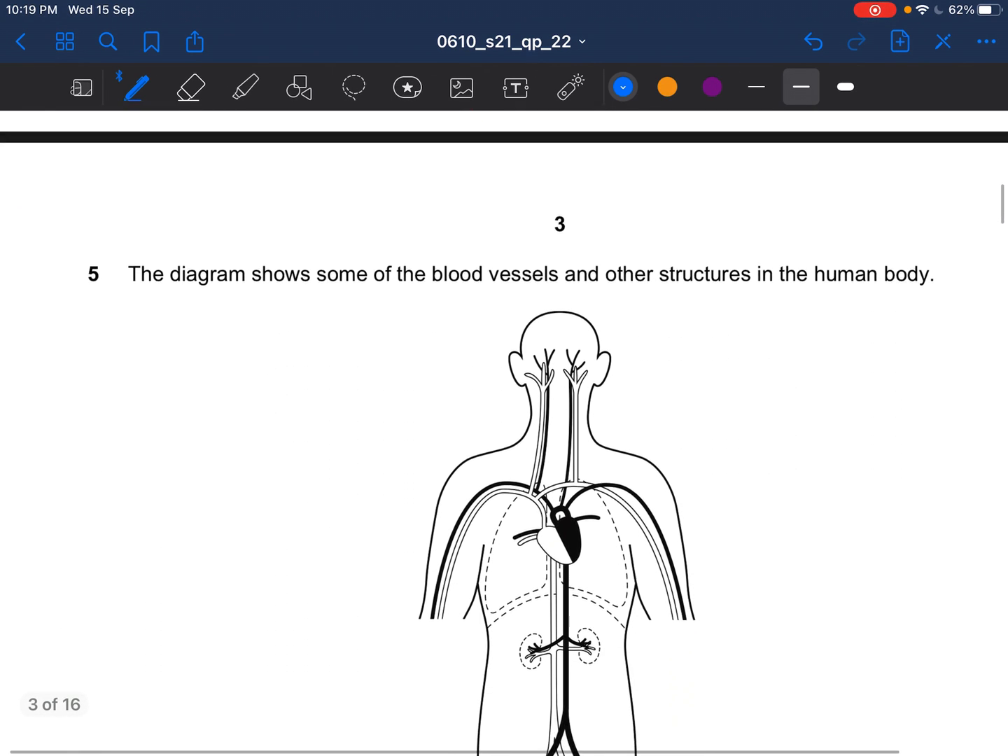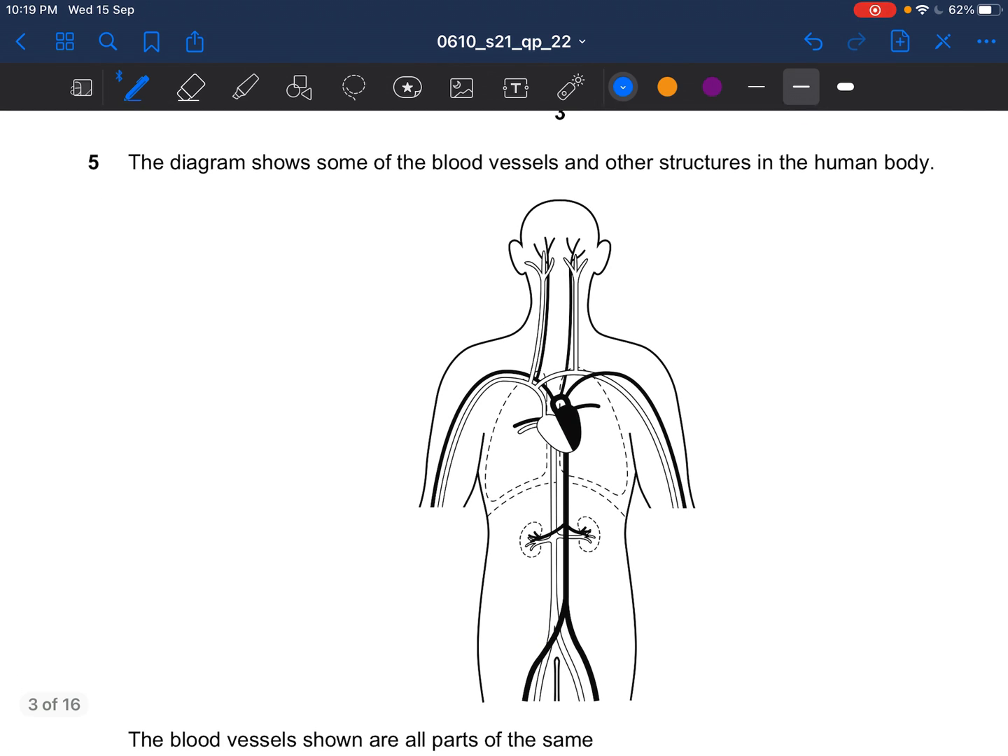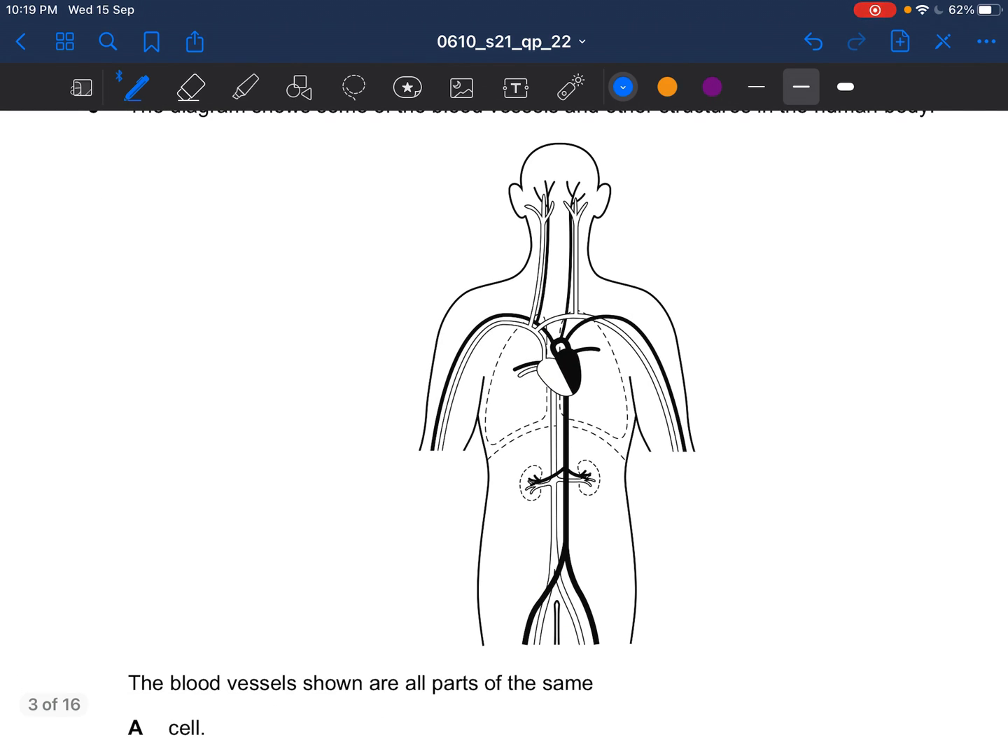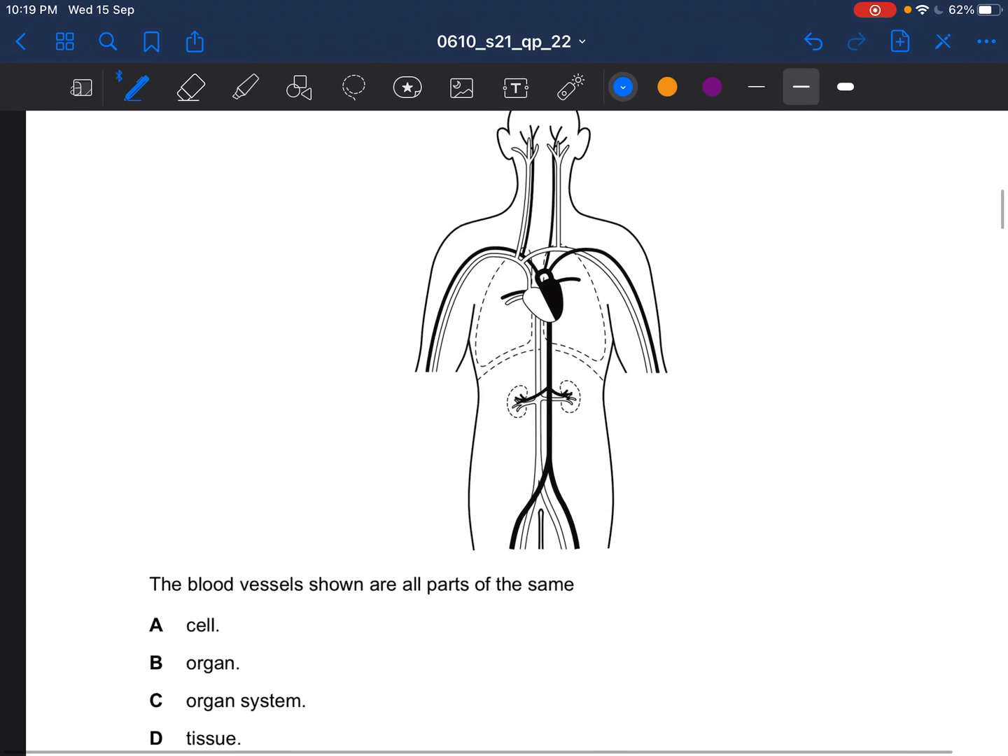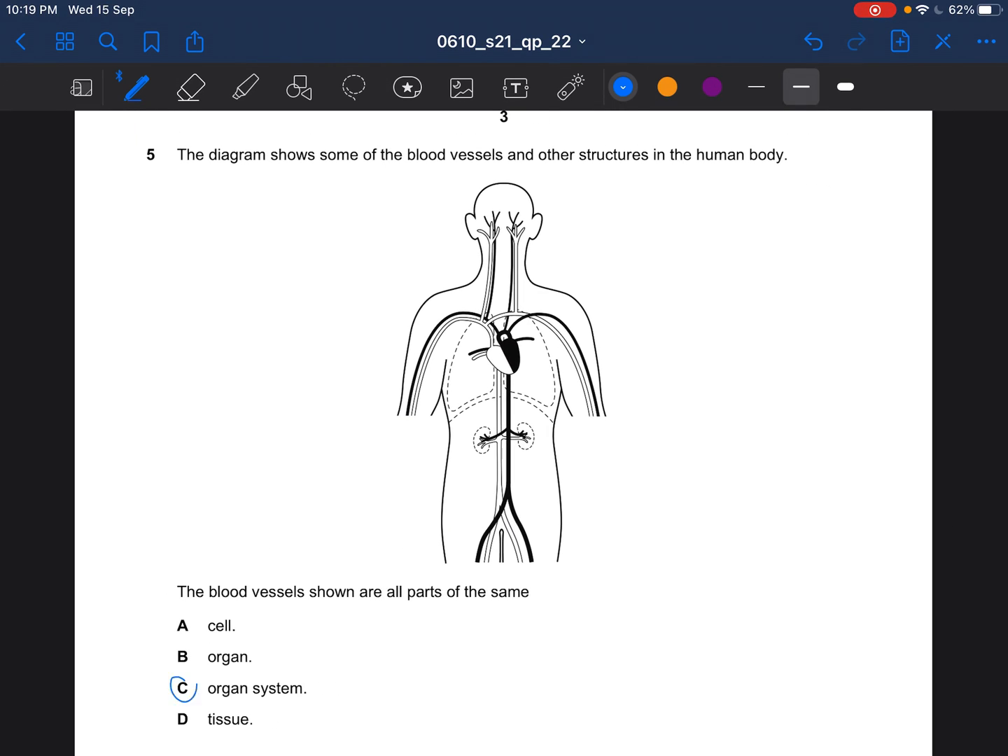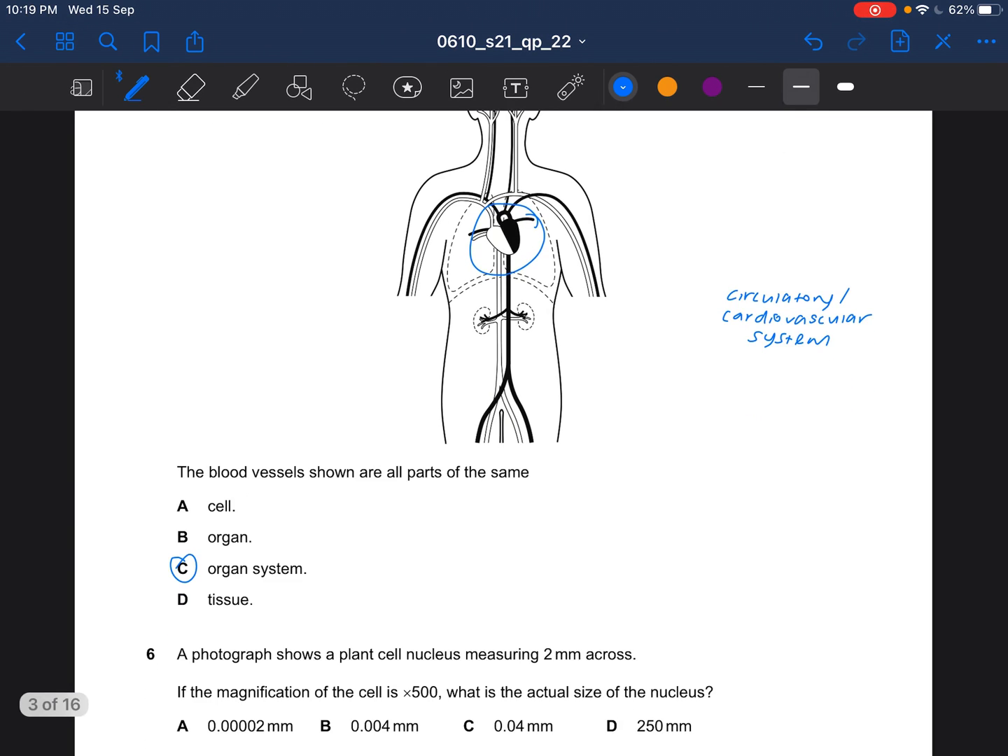Next question, the diagram shows some of the blood vessels and other structures in the human body. The blood vessels shown are all parts of the same what? It should be parts of the same organ system. This is the circulatory, cardiovascular system. As you can see from the diagram, all of the blood vessels are actually related to the heart.